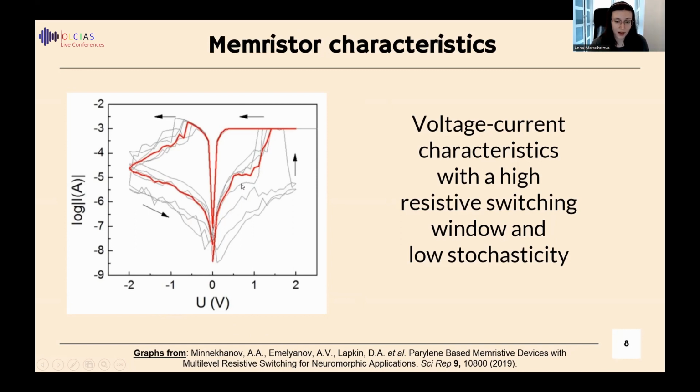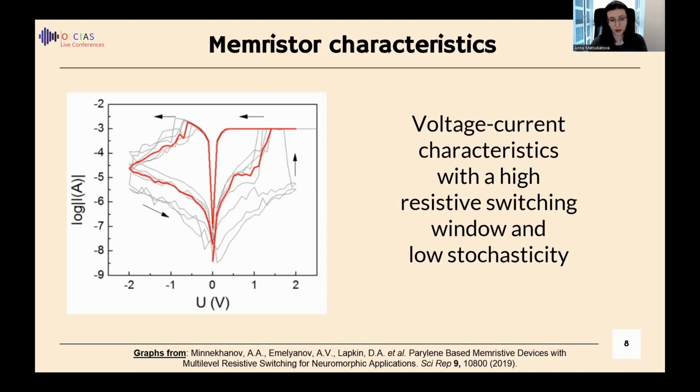But we can see here that the memristor has some kind of stochasticity in it. The red line is the median curve of all of these hysteresis curves, but the gray lines show how the memristor switched from cycle to cycle. One cycle it switches one way, another cycle a little bit differently. So this stochasticity is an inherent characteristic of memristor structures. We cannot get rid of it, but we can decrease it.